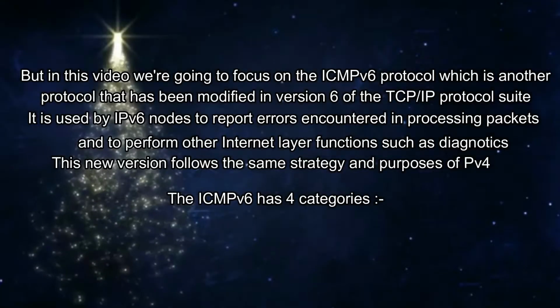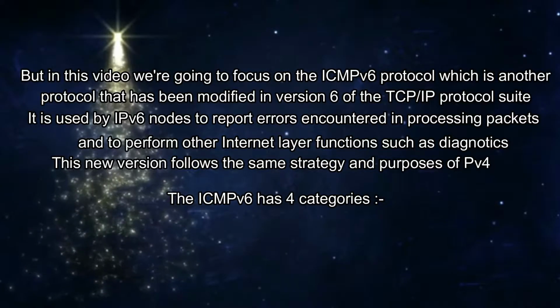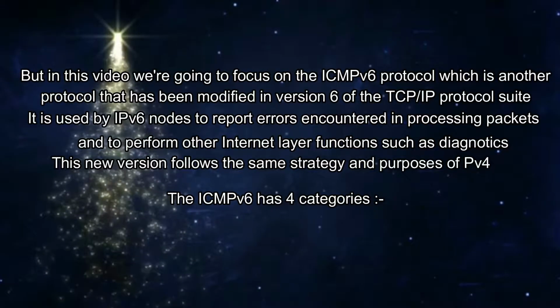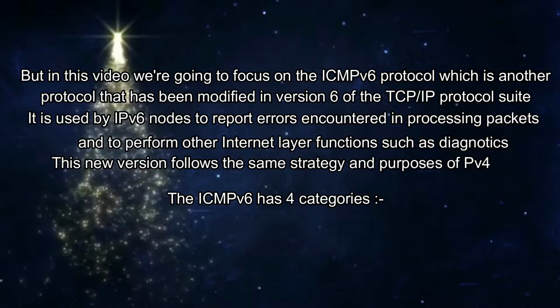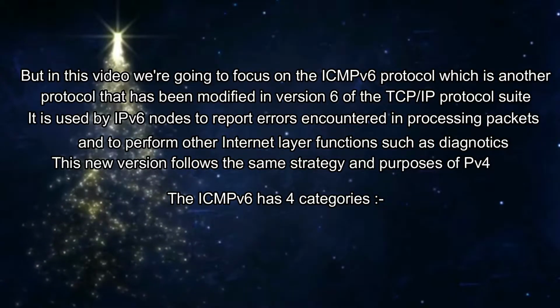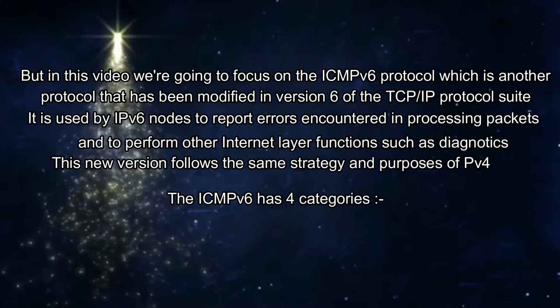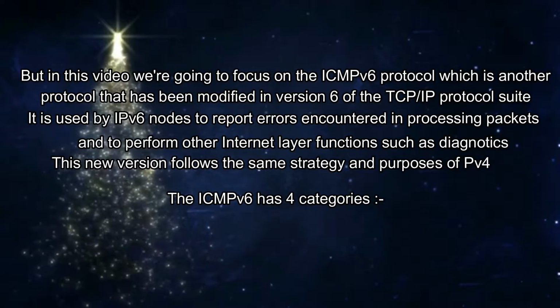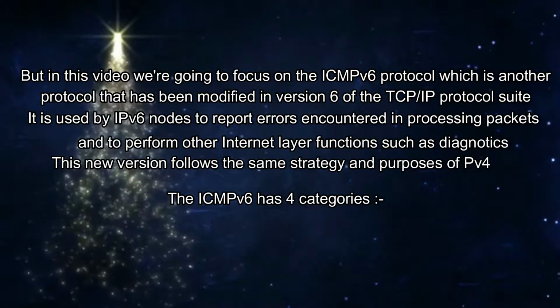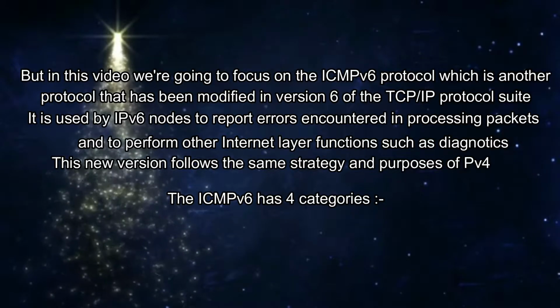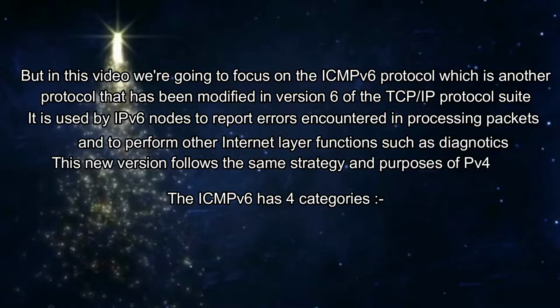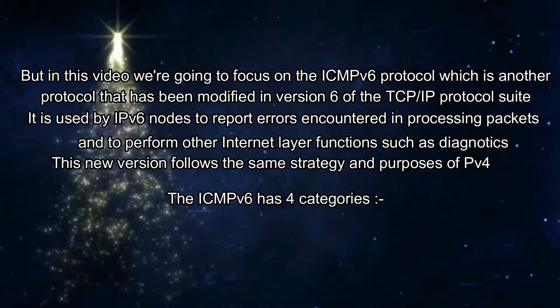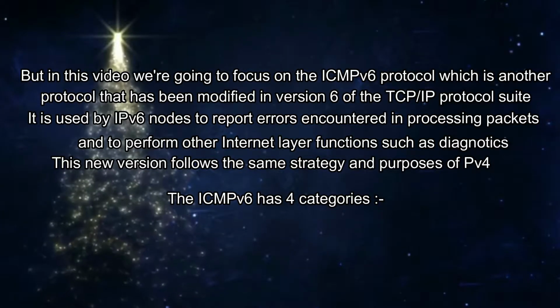But in this video, we're going to focus on the ICMPv6 protocol, which is another protocol that has been modified in version 6 of the TCP/IP protocol suite. It is used by IPv6 nodes to report errors encountered in processing packets and to perform other internet layer functions such as diagnostics. This new version follows the same strategy and purposes as IPv4.